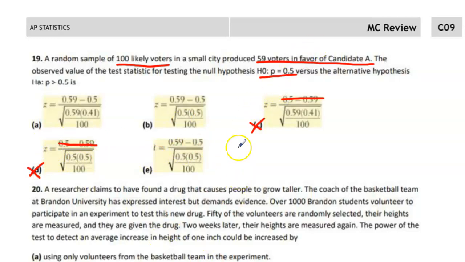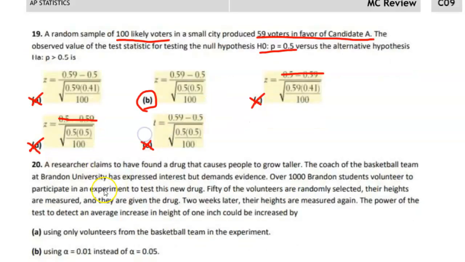And remember that the denominator of the z statistic should have 0.5 and 0.5. Here's 0.5 and 0.5. It should have p null. It should not have p hat in it. So this one's no good. And then last but not least, we got a z and we got a t. Since we're dealing with proportions, zap tax kicks in. Zap means we're using z and not t. Easy pickings. All right, number 20.